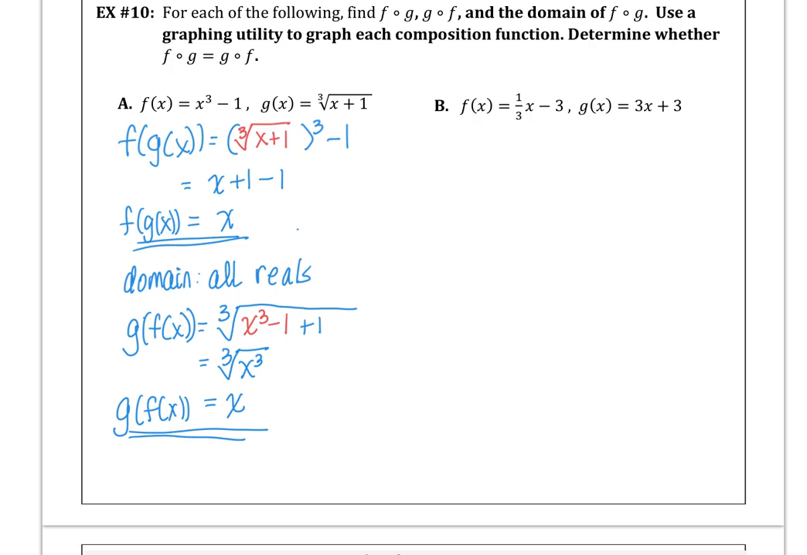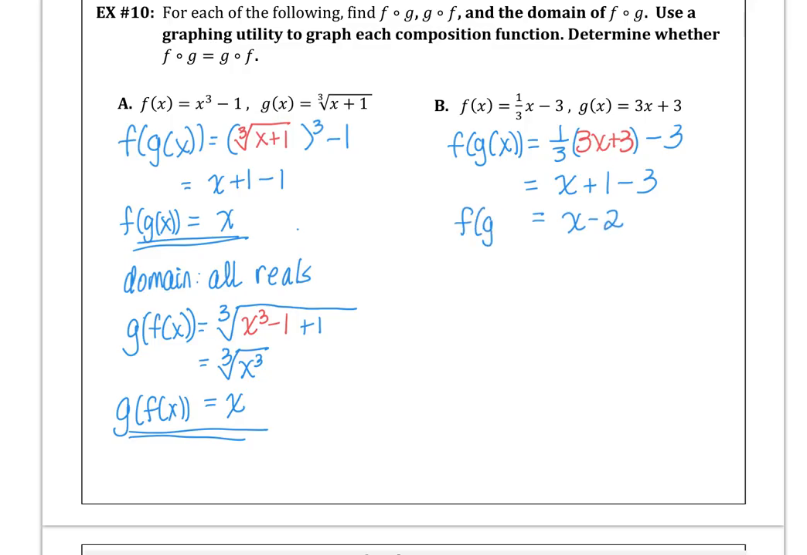And then f of x and g of x on part B, the f of g of x. Our f function is 1/3 x minus 3. We're substituting g in place of the variable, distributing 1/3, so 1/3 of 3x is x, plus 1 minus 3. We get x minus 2 for our f of g of x. That domain is all reals.